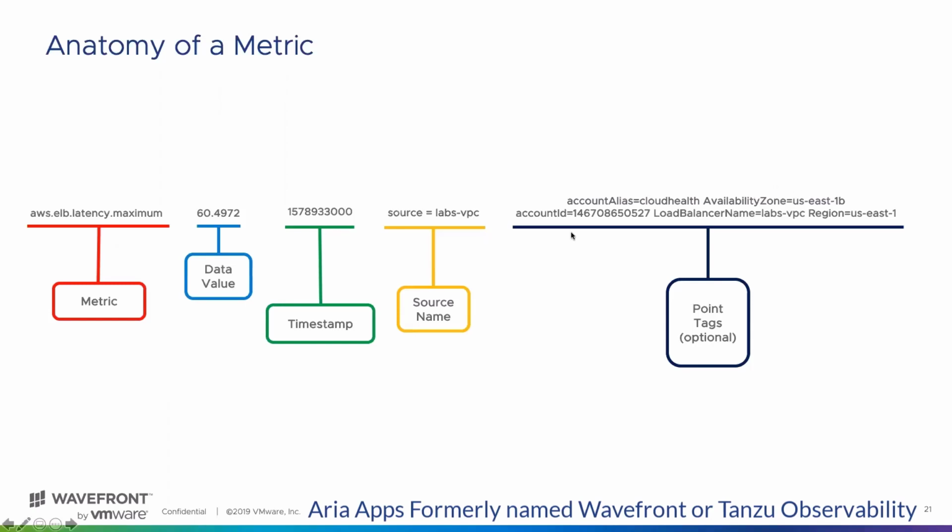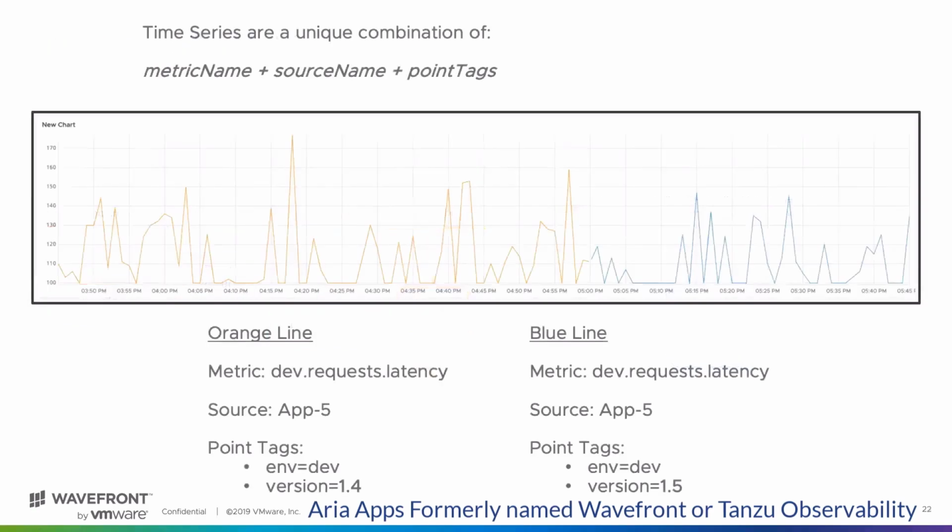You can kind of see here, in fact, there's probably a better slide to highlight this. Yeah, this is a good slide to kind of see. A time series in Wavefront is the unique combination of the metric name, the source name, and any point tags that are on the data. So we can see, looking at this chart, we're looking over a time window, and we see that at a certain point around 5 p.m., the line changes color. That is because this is a different time series, and it's showing below the differences here.